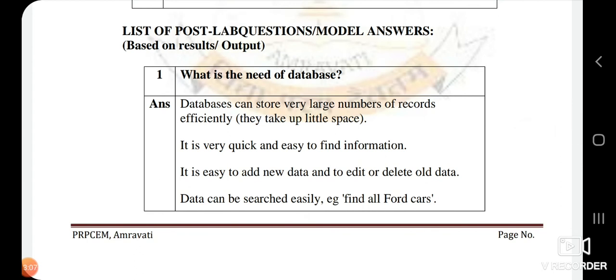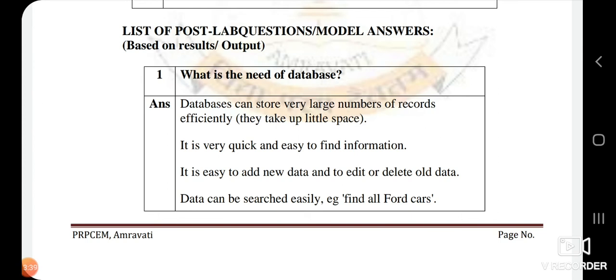Now these are the post-lab questions. So you must be able to answer these things after studying this particular practical. What is the need of database? They can store a very large number of records efficiently, and they take up very little space. It is very quick and easy to find information. Very quickly and very easily you can find the information. It is easy to edit, delete, add, update. That means you can easily update a particular database. You can easily add, delete, or update a particular piece of information.